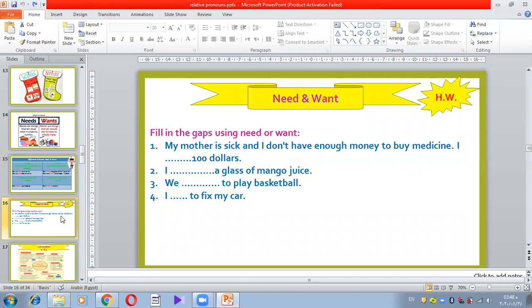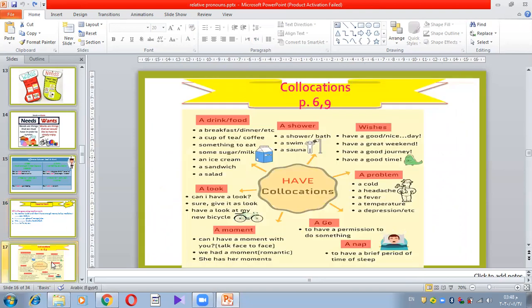Here are some examples. I'd like you to try to use need or want as a kind of homework to revise. My mother is sick and I don't have enough money to buy medicine, $100. So what are you going to say, need or want, in this case? A glass of mango juice, for example. We to play basketball. I to fix my car. Let's move on to another thing we are going to take today.